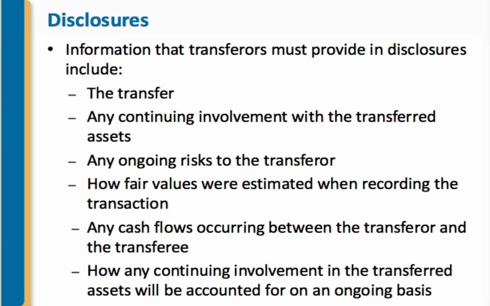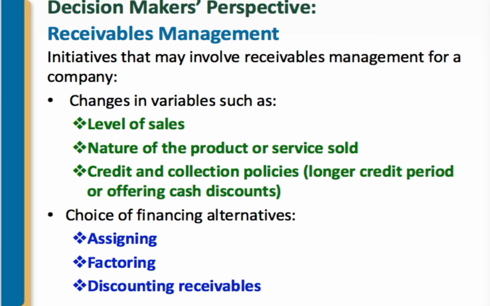The company has to provide information about the quality of any transferred assets. For example, for transferred receivables, the company needs to disclose the amount of receivables that are past due and any credit losses occurring during the period. Among the other information the company must disclose are how fair values were estimated when recording the transaction, any cash flows occurring between the transferor and the transferee, and how any continuing involvement in the transferred assets will be accounted for on an ongoing basis.